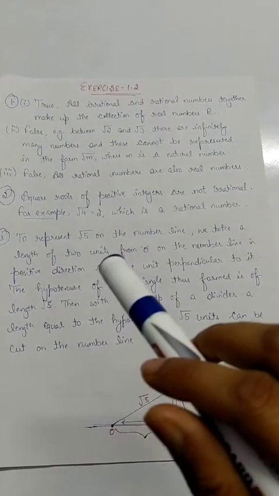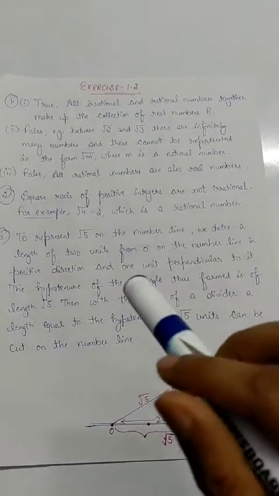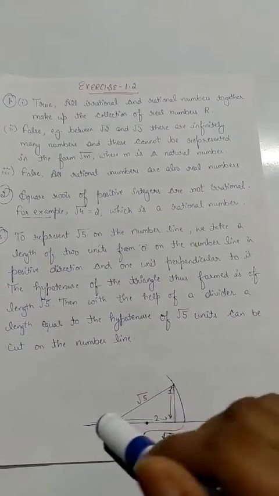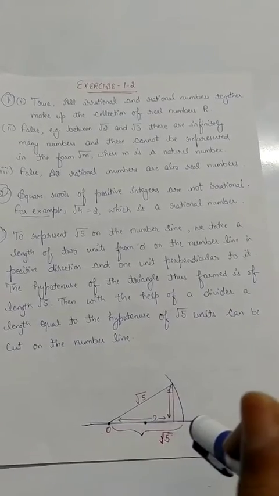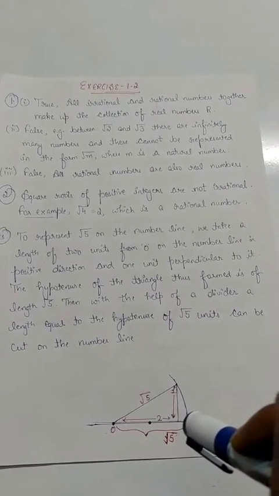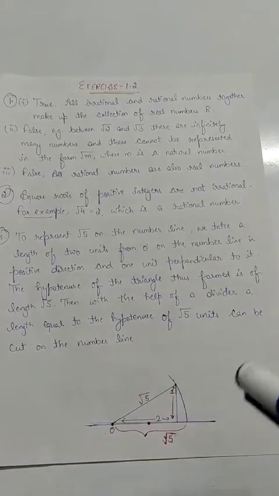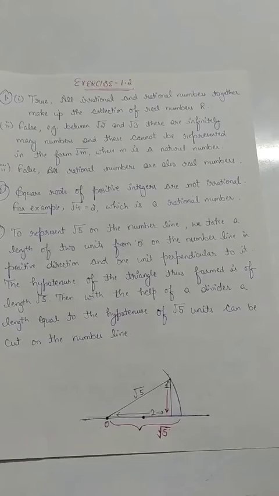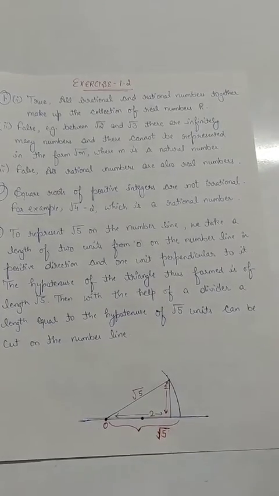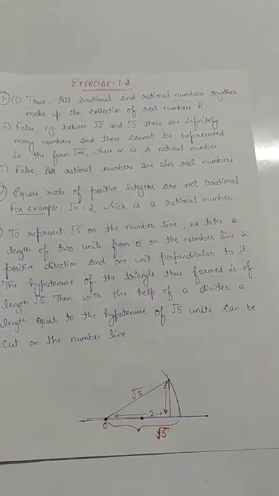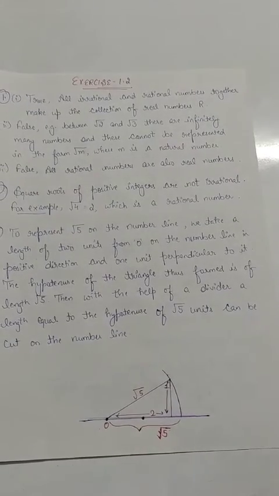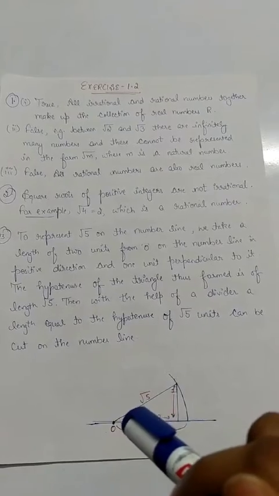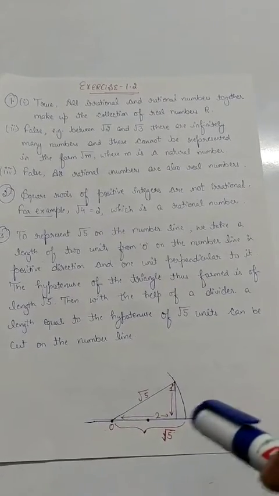Now to represent root 5 on the number line, we take a length of 2 units. First of all, take 2 units. These 2 units can be 4 cm or 6 cm depending upon the number of units you are taking. You have to take at least the maximum length. So take 1 unit as 3 cm or 4 cm so as to clarify the concept. Now mark the point O from where it is taken as 2 cm or 2 units.